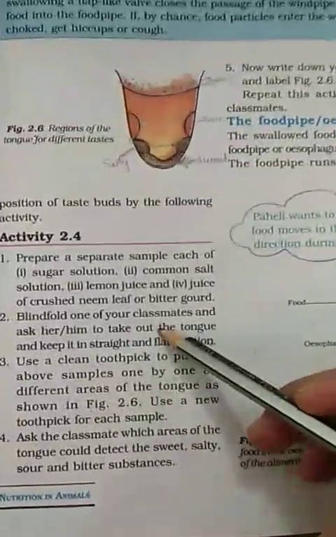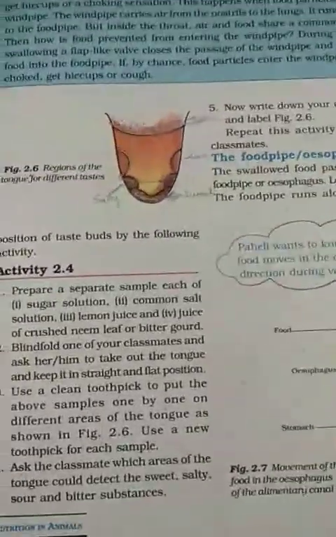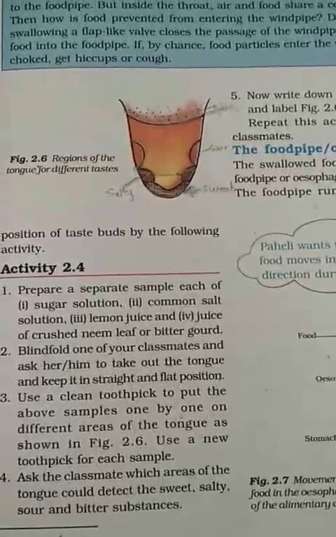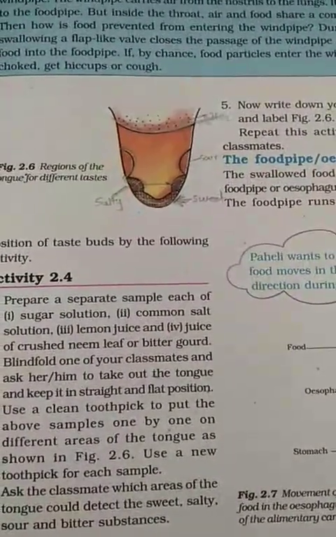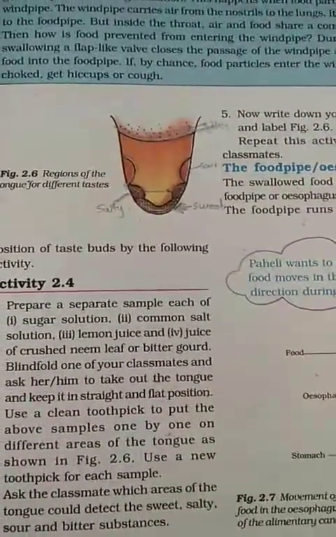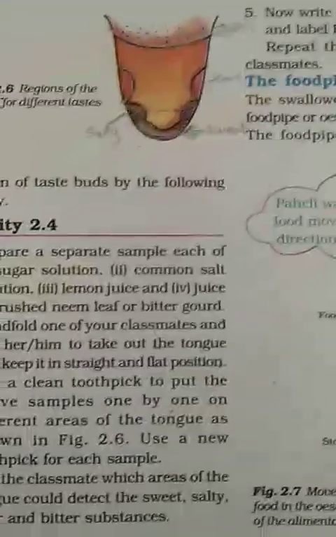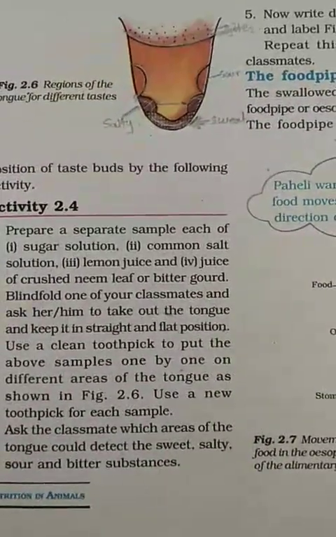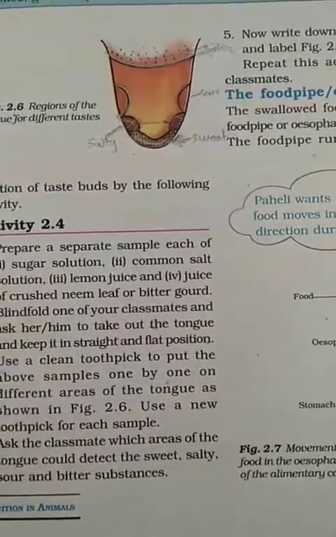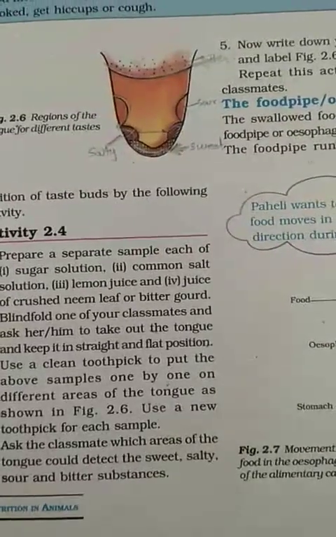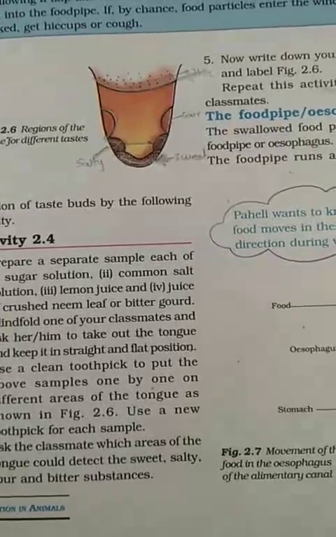Now there is one activity where you take different samples of food containing different tastes like sweet, salty, sour and bitter. Just blindfold one of your friends and keep all these different foods at the different regions of the tongue, and see whether your friend is able to find the taste of the food or not.